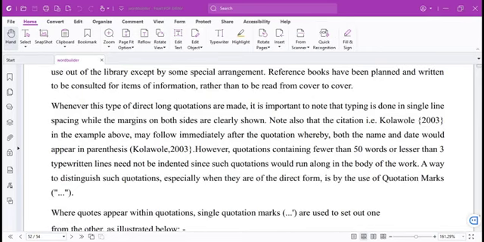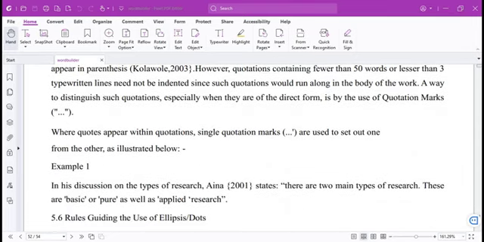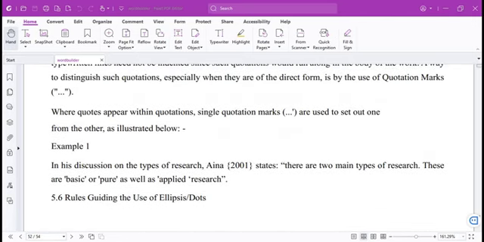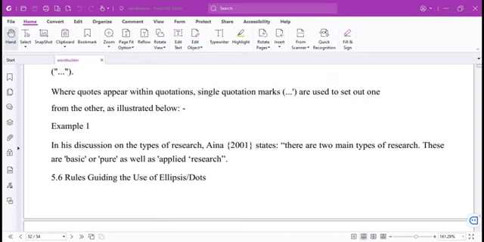A way to distinguish such quotations, especially when they are of the direct form, is by the use of quotation marks. Alright. When quotes appear within quotations, single quotation marks are used to set out one from the other, as illustrated below. You can see where quotes appear within quotations. You have the main quotation, and inside the main quotation you also have quotes. So the main quotation will have double quotation marks, and the ones that appear inside, you use single quotation marks for them.